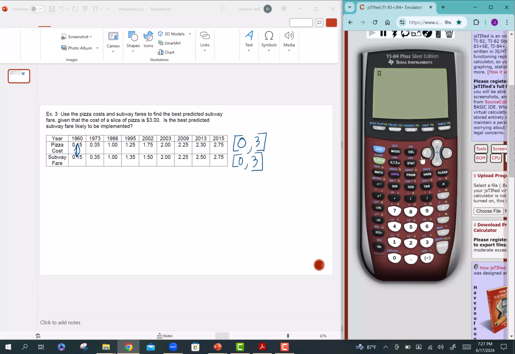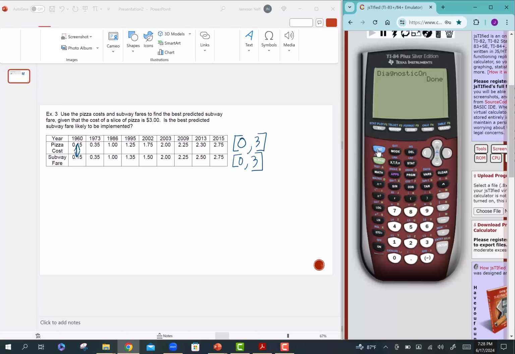You need to hit second. Then down here it says catalog. And then you either need to scroll all the way along, or you could hit D. Then you want to scroll down to diagnostics on and then just hit enter. For whatever reason, certain information is not given to you on your calculator if you don't turn these diagnostics on.